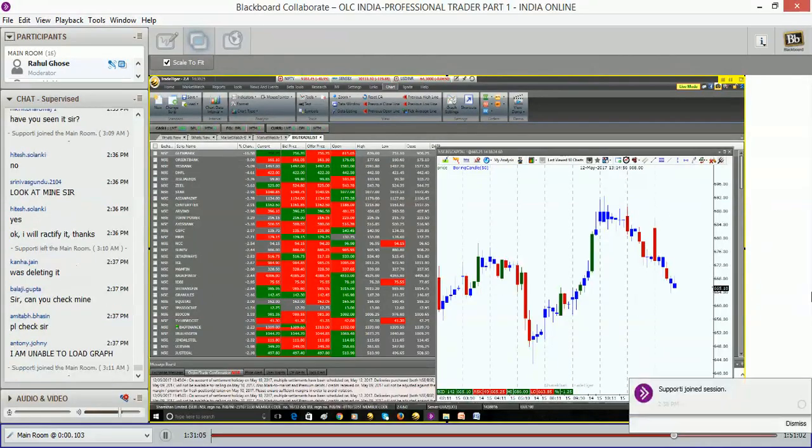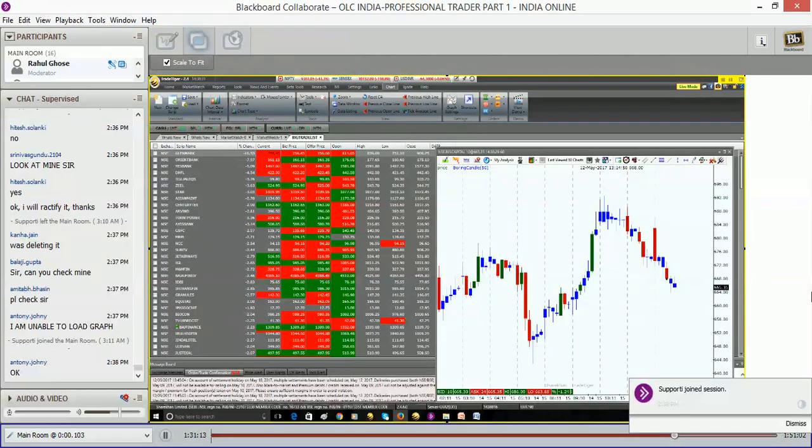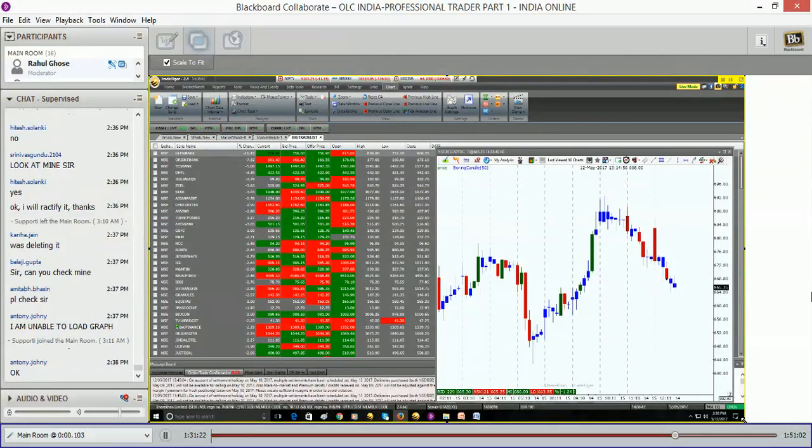Anthony, just give a call to IT. Why you're not able to load graph? Amitabh, let's have a look at yours. Let me also brief IT, Anthony.